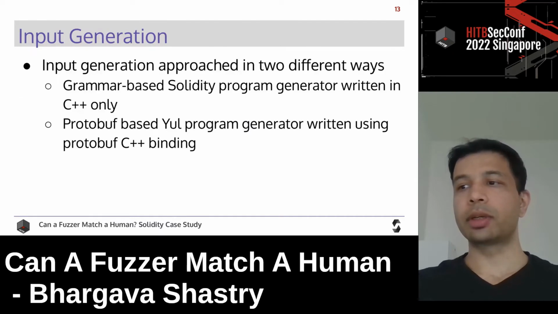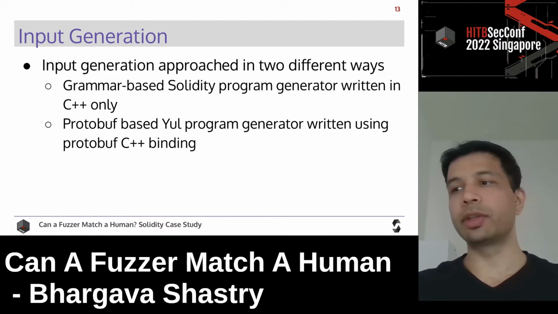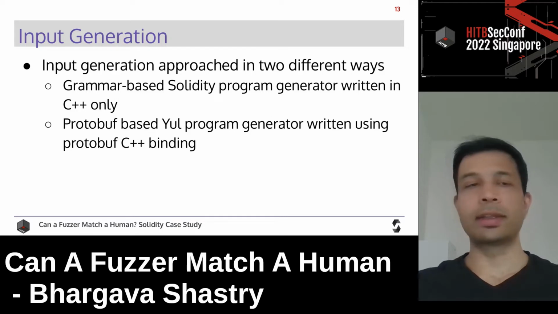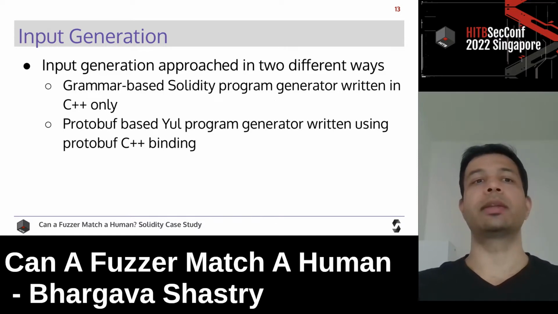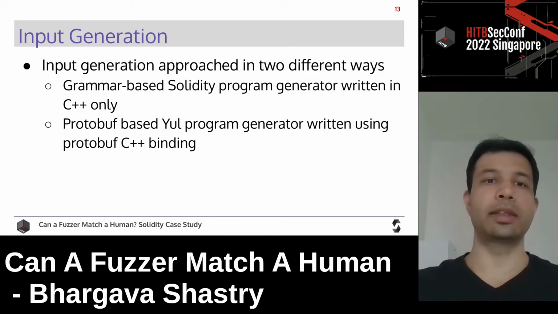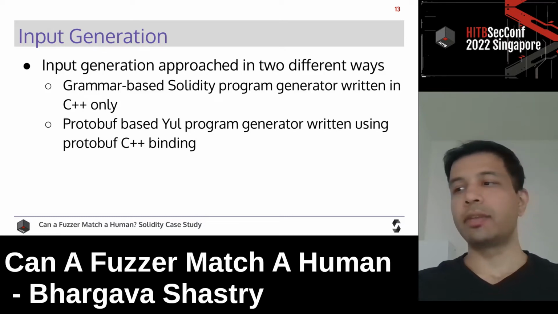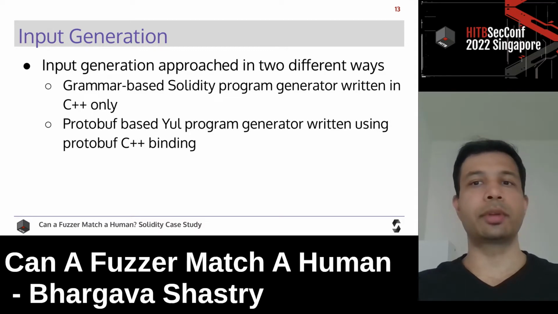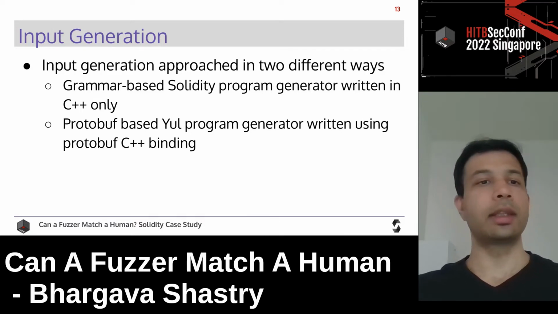We approach input test program generation in two different ways. Initially, we took the protobuf approach, that is, using the protobuf library written by Google to generate program specifications that are eventually turned into a test program. Later, we felt that this introduced an additional dependency, that is, we had to essentially compile and build the fuzzer against libprotobuf and libprotobuf mutator, two externally shipped libraries, and we decided to write the Solidity program generator from scratch. And this is the new input generation strategy that we're using. The advantage is that we don't have any external dependencies and it's written purely in C++.